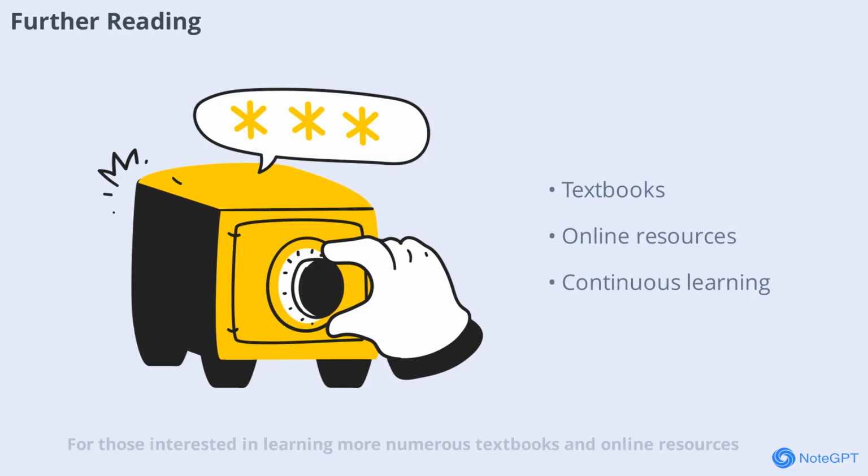For those interested in learning more, numerous textbooks and online resources cover haloalkanes and haloarenes in detail. Exploring these materials can deepen your understanding and provide additional examples and exercises. Continuous learning is essential for success in organic chemistry and related disciplines.